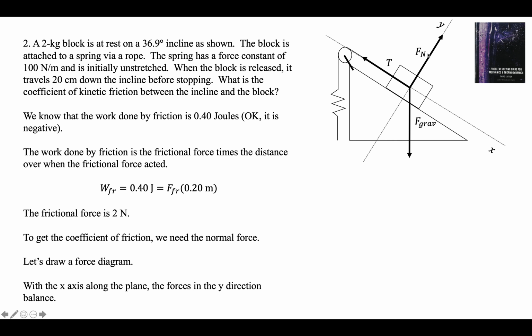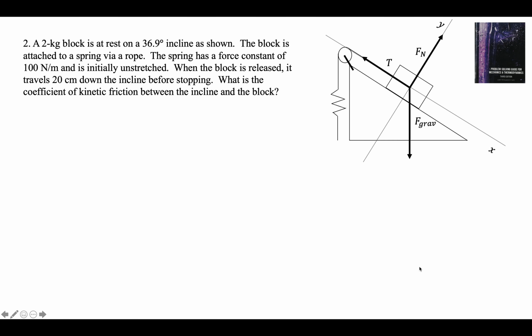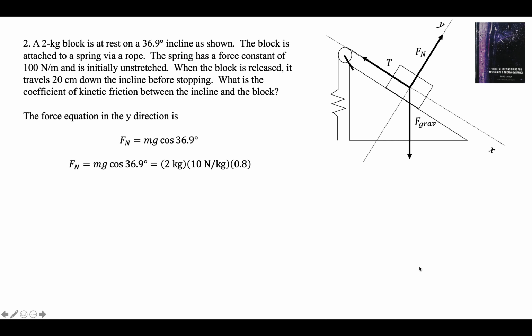So we need to get the normal force. The force equation in the y direction is Fn is pure y, straight up. And in the negative y direction, we have mg cosine 36.9. Those forces balance. The acceleration in the y direction is 0. And we can calculate. We have all those numbers, and we get 16 newtons. So the normal force on the mass is 16 newtons.